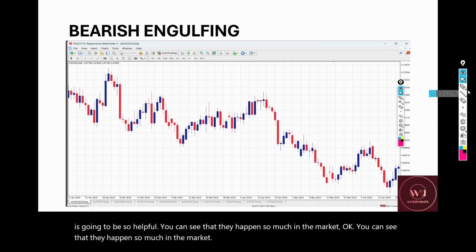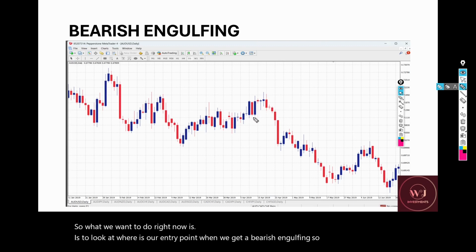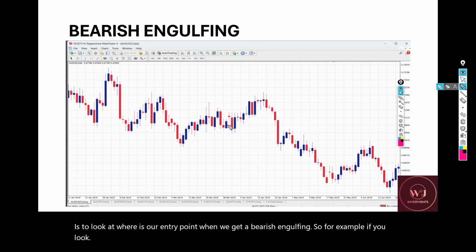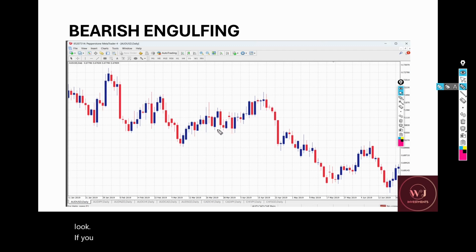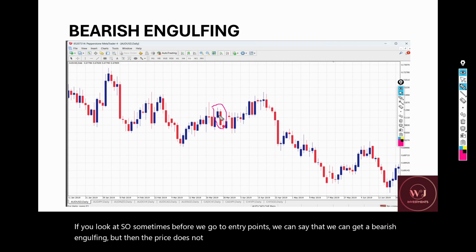So what we want to do right now is look at where our entry point is when we get a bearish engulfing. Sometimes, before we go to entry points, we can get a bearish engulfing, but then the price does not move our way. For example, right here, because these things have to work with confluence, they do not work all the time.